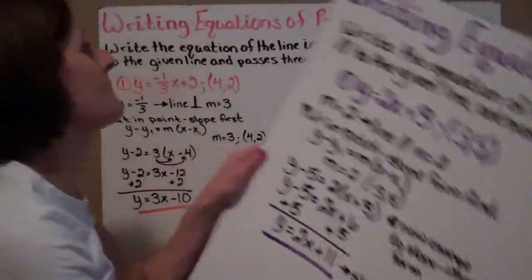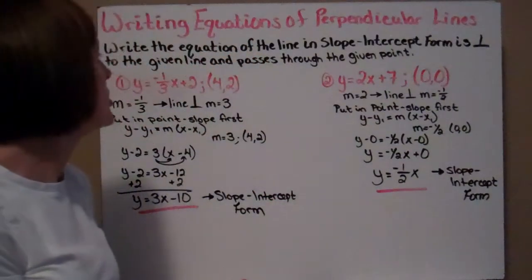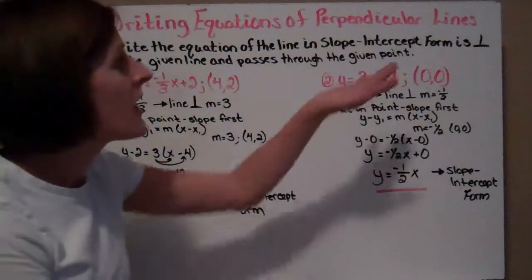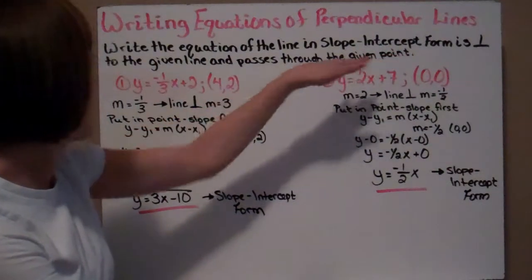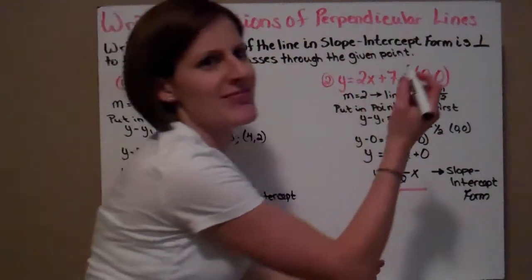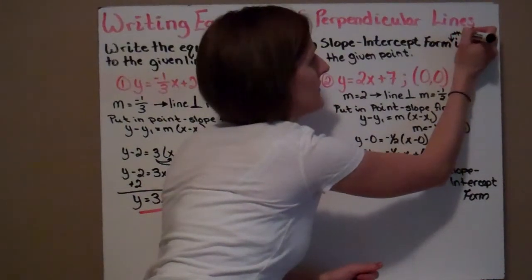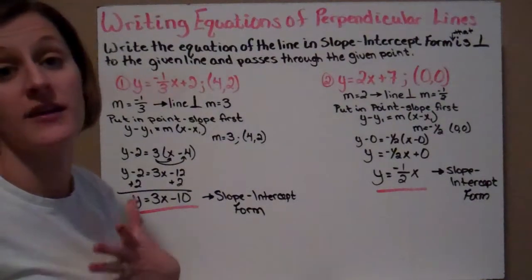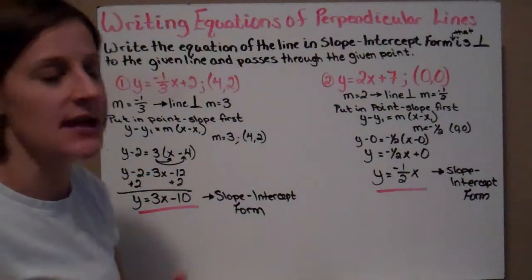Alright, now let's look at perpendicular lines. That's when we've got the upside down T for the symbol. Alright, so we're going to write the equation of the line in slope-intercept form that is perpendicular to the given line and passes through the given point. Now it could also say contains the given point, which means the same thing.